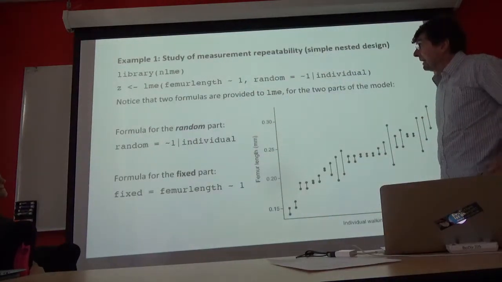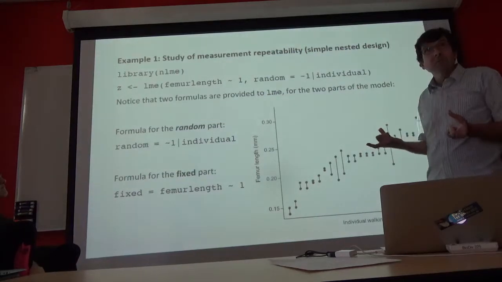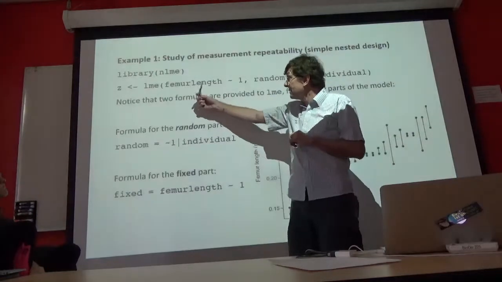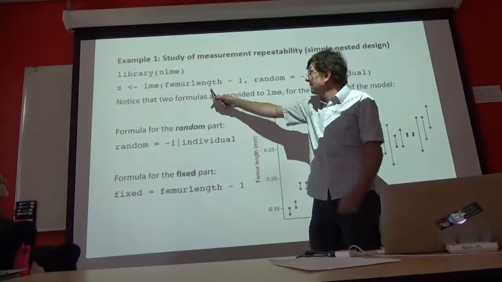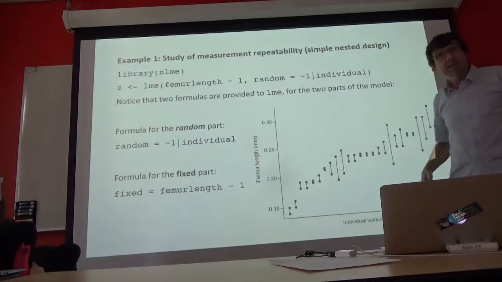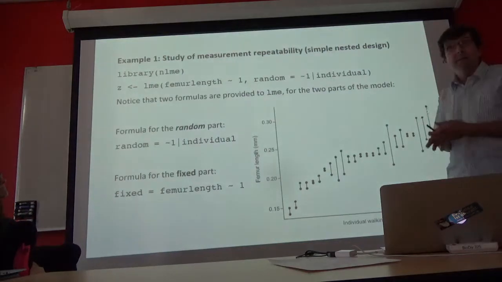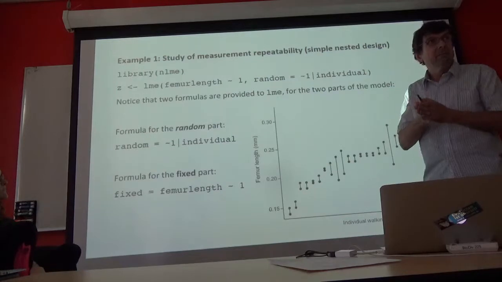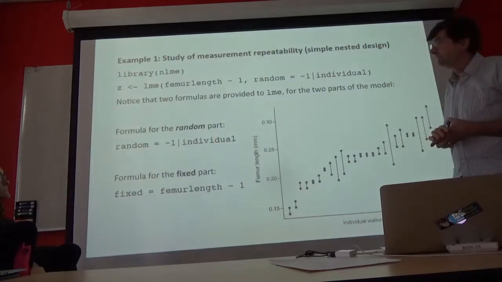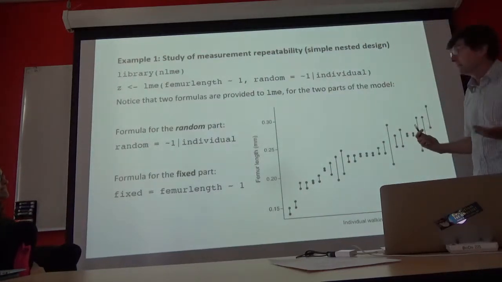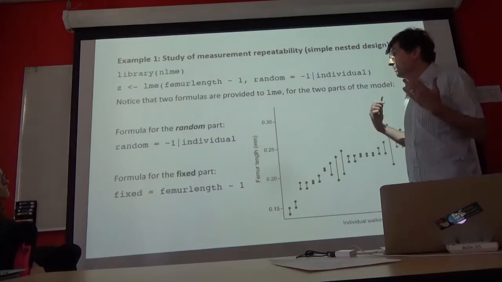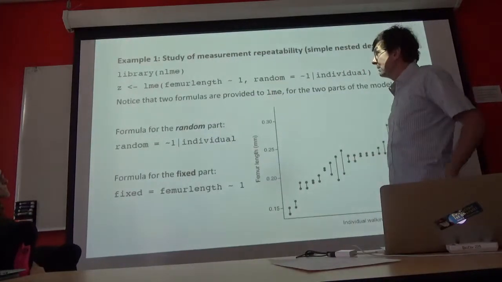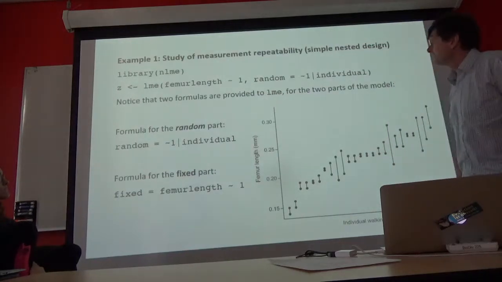In fitting the data, we specify two formulas rather than one. And one of the formulas is the fixed. And that models femur length as a constant. And that's basically saying to R, we want to estimate the mean of all of the femurs in the population. And in this case, it's just the simplest possible fixed effect linear model. You're just estimating the mean for the population based on the measurements.